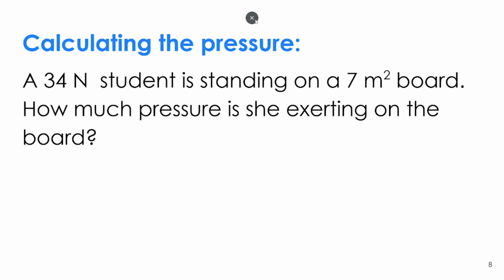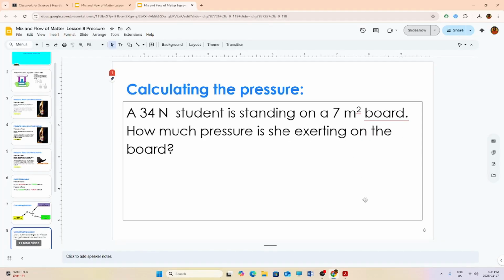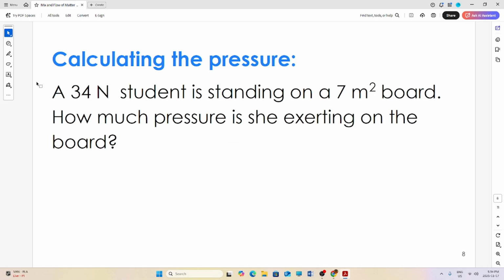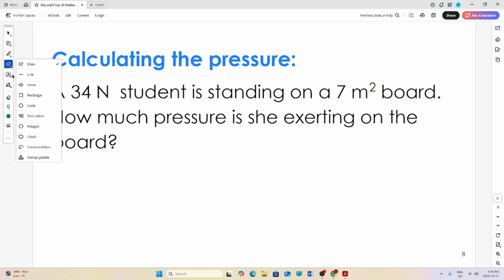I'm going to exit out of here so that I can draw for you. So here we go. We know pressure is equal to force divided by area. We are going to start drawing. Calculating the pressure, here we're going to look at what we know and what we don't know. We have 34 newtons. That's going to be a force.